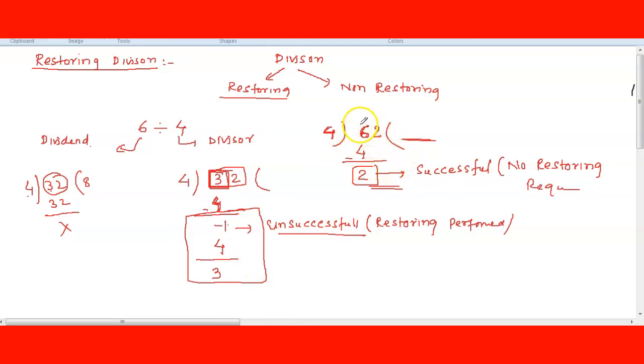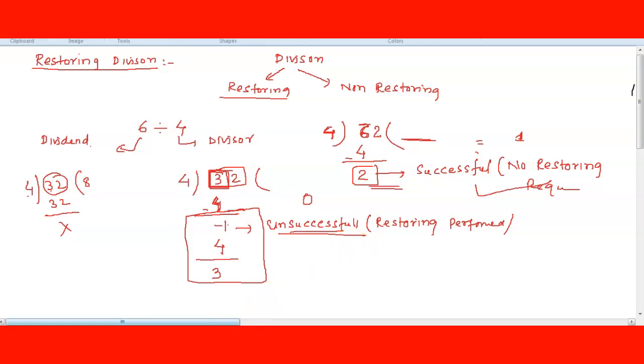At each step, first you do the left shift, then subtract the divisor from the left-shifted dividend. If the result is positive, then the step is said to be successful. In this case, the quotient bit will be 1, and no restoration is required. If the result is negative, then it is said to be unsuccessful. That time the quotient bit will be 0, and restoration is performed by adding back the divisor. So this is our algorithm for restoring division.